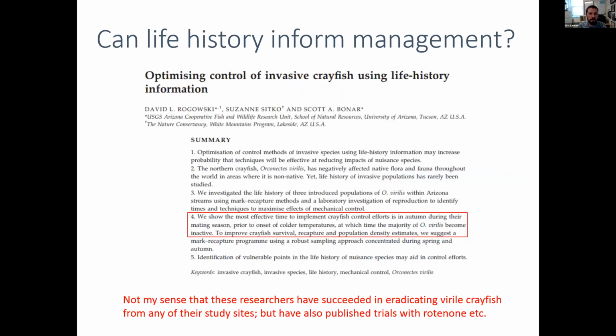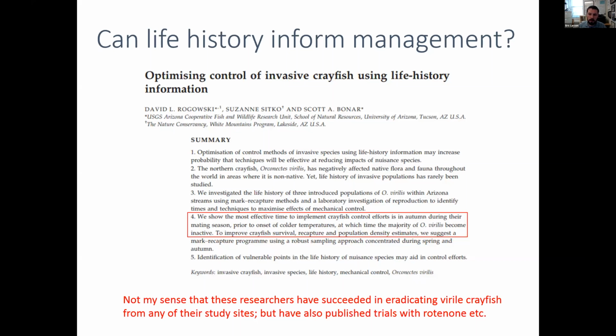Another example, the lab of Scott Bonar at the Arizona Cooperative Fish and Wildlife Research Unit has been working for a number of years on trying to control non-native virile crayfish in the southwestern U.S. If you're in the Colorado River Basin, you should have no native crayfish at all in the entire Colorado watershed. And things like virile crayfish have invaded there and had impacts on native fish. So Rogowski et al., out of Scott Bonar's lab, looked at trying to use life history information to optimize control of invasive crayfish.